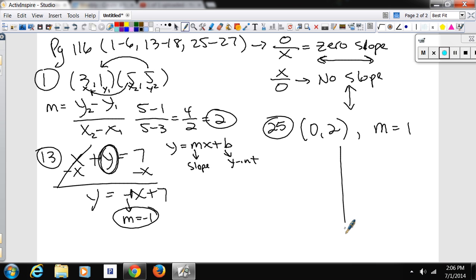So you need to draw a quick x and y axis, go find the point. So over 0 and up 2 would be my coordinate. That's the point (0, 2) right there. Now my slope is telling me to go up 1 and over 1.